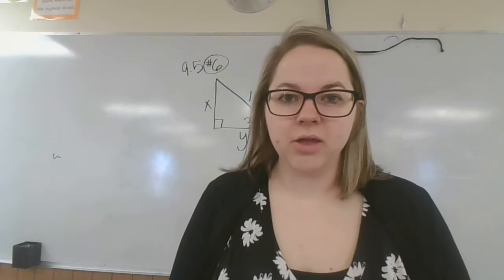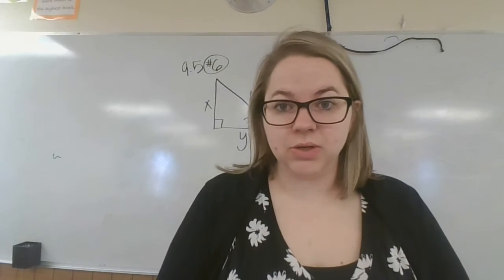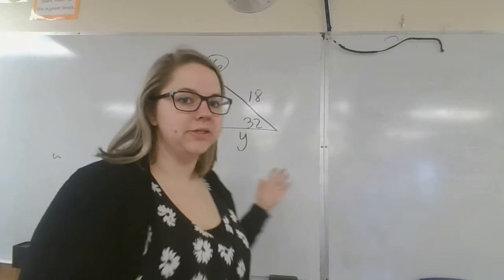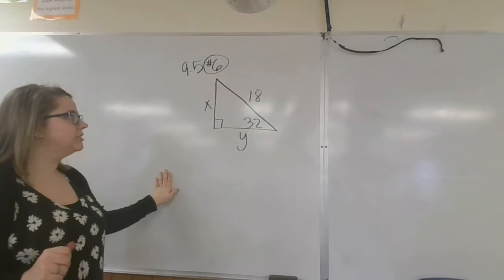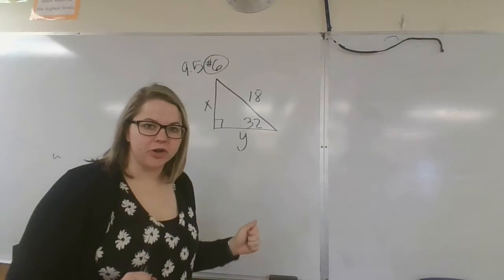All right, so we're back on 9.5. I'm going to do number 6 and number 7. So here is 9.5, number 6. This is what it looks like. And the question asks us to find each variable.